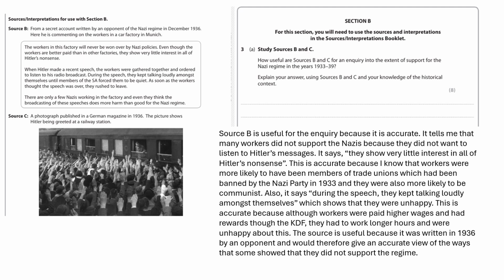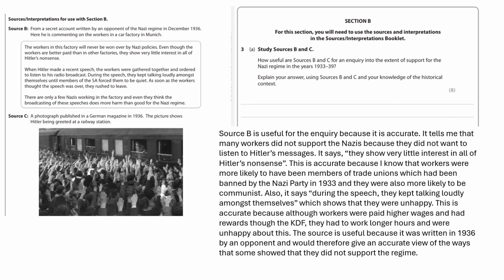So question 3A is a utility question. This is the same style that you did in medicine as well. And my top tip to you here is to make sure that you use contextual knowledge. So that means knowledge of the time in your answer.